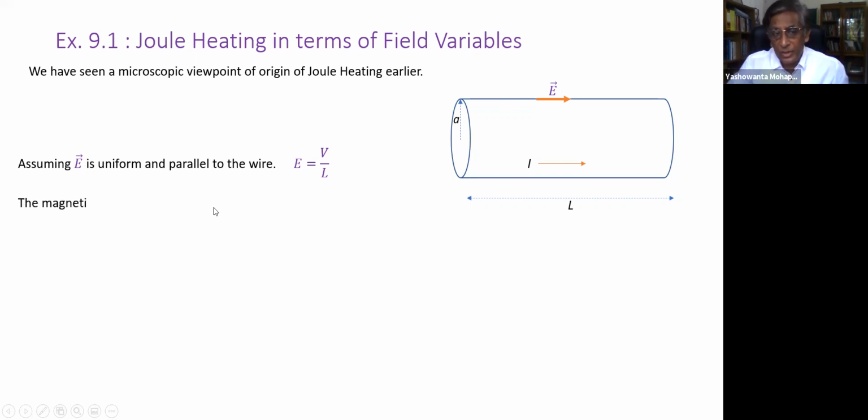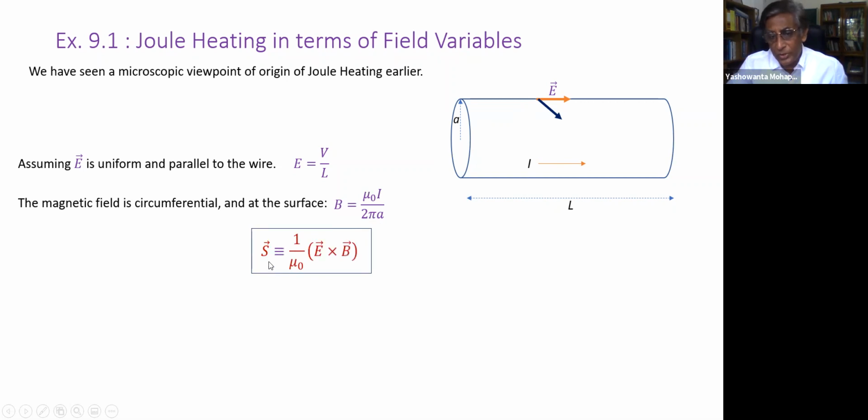Now, the magnetic field. The current is flowing in this direction, so the magnetic field is circumferential. At a point on the surface, it will be pointing in this direction, in the phi direction. Correct? If the current is in the z hat direction, this is in the phi direction. And what is its value? Of course, from the enclosed current, mu naught I by 2 pi a. That's the magnitude.